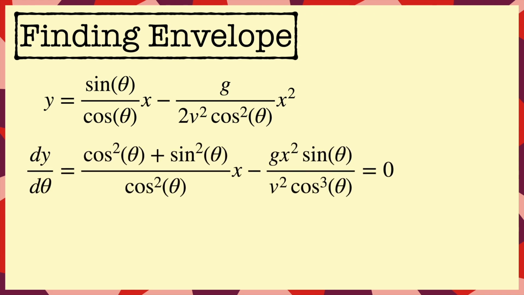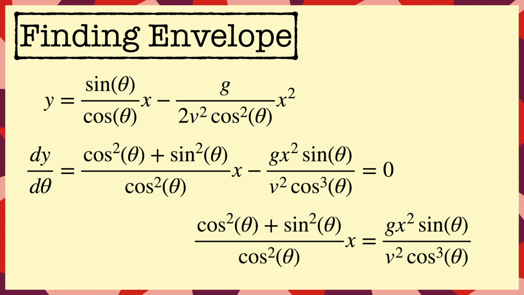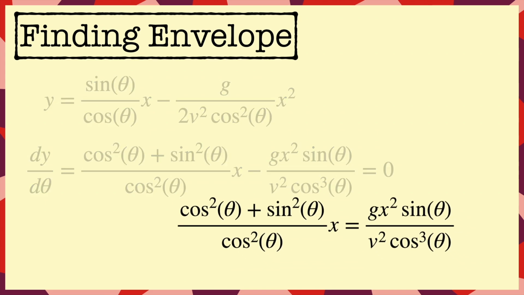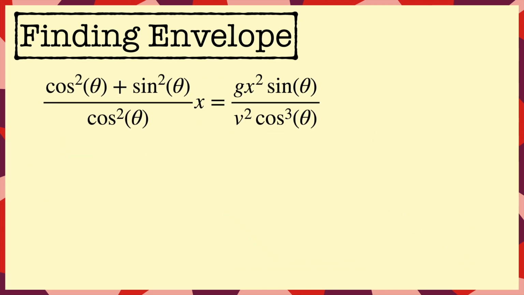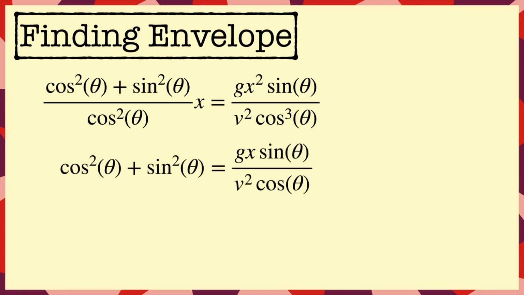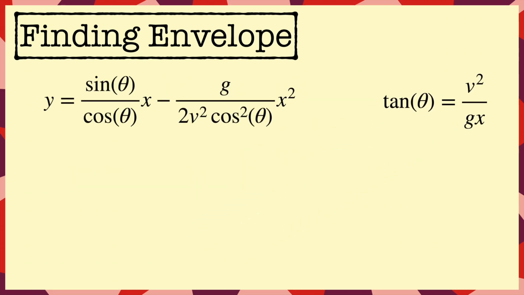So we differentiate with respect to theta, and we'll put the two terms on opposite sides. Then to tidy this up, we can cancel out common factors and use the fact that cos squared plus sine squared equals 1. And we get that tan of theta is v squared over gx. Not the nicest relationship in the world, but let's plug that back in and see if the maths works out nicely.